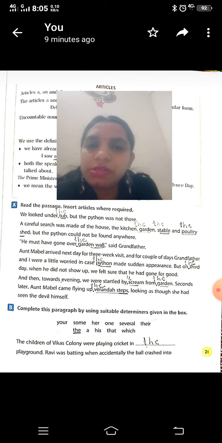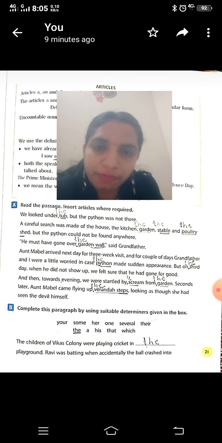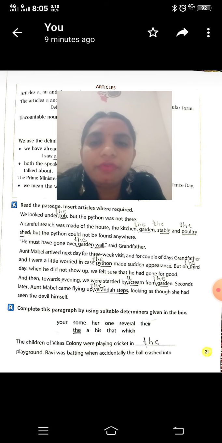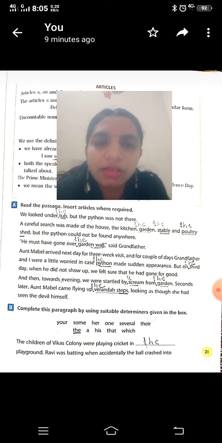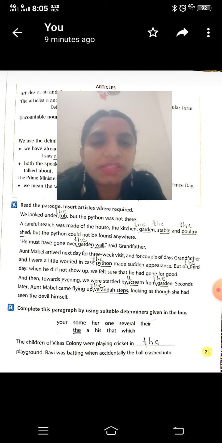We looked under the tub, but the python was not there. A careful search was made of the house, the kitchen, the garden, then the stable and the poultry shed. But the python could not be found anywhere.